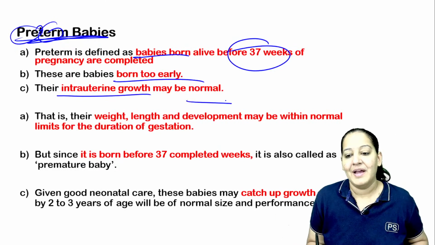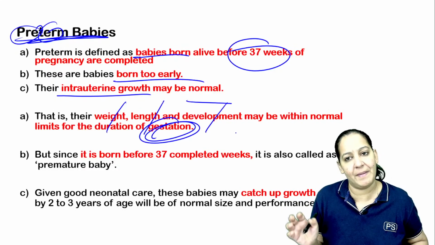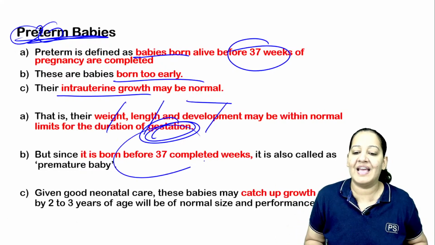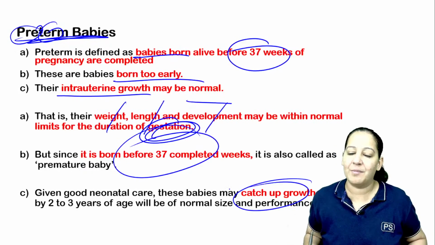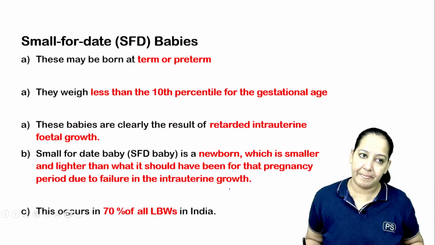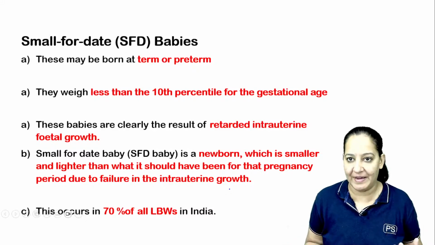Intrauterine growth is normal. It corresponds with the gestational age. So height, weight, length, development, everything corresponds with that particular gestational age. The only problem is that they came out before 37 weeks, but catch-up growth is very fast. It's good. They will catch up very soon, no problem, and they will be equivalent to their peer group. Within a few days, they will be equivalent to their peer group.